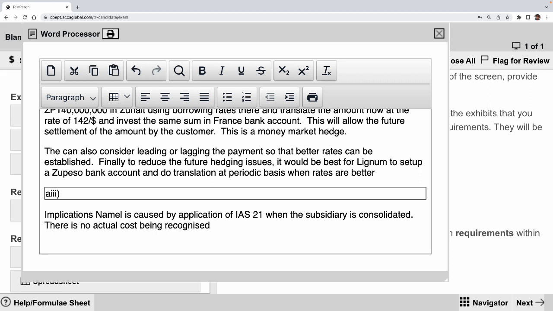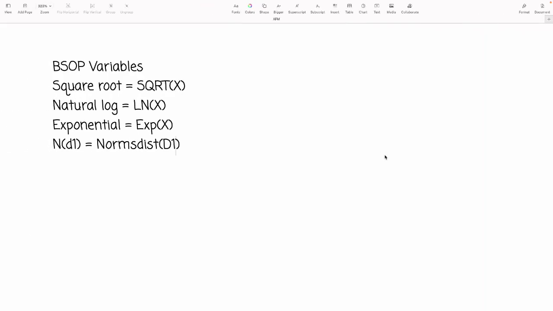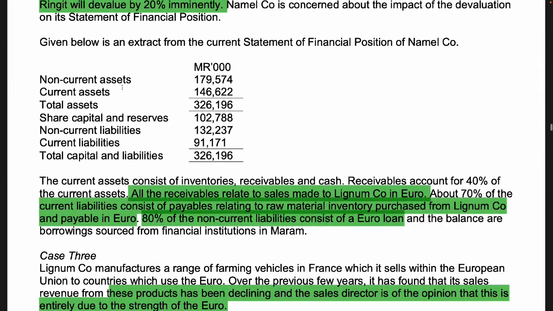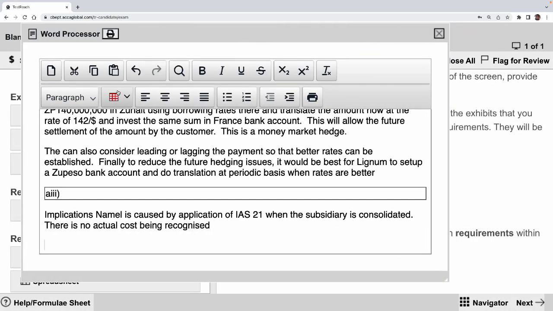Okay, let's look at the calculation for this one. How much is the gain or loss from the translation? Got it? So you're given all these numbers, right? Copy them across.